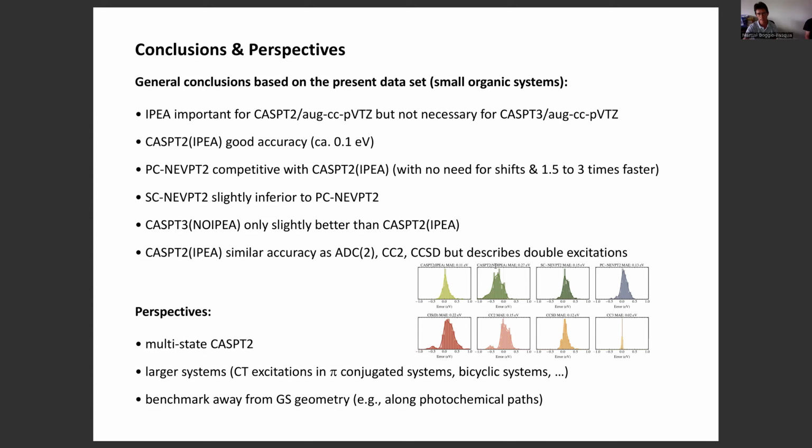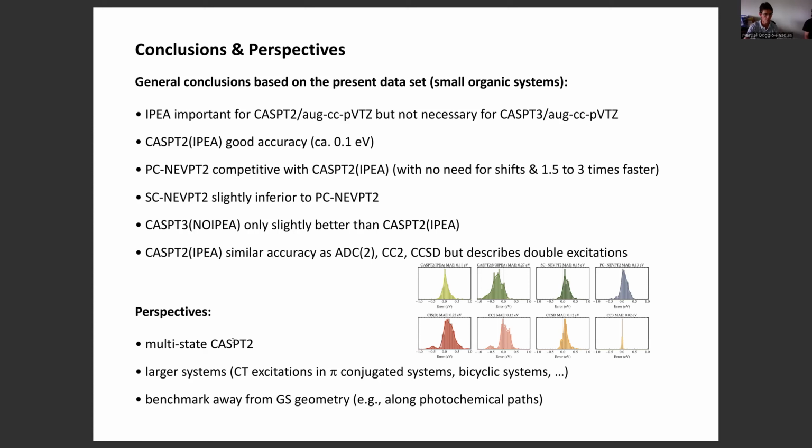And I didn't discuss that, but I show here some comparison between the error distribution of this CASPT2 and NEVPT2 with other single reference methods, and in fact, CASPT2 has a similar accuracy to CCSD, and is a bit better than ADC2 and CC2. But of course, the advantage here is that we also describe double excitations, which are not correctly described at these levels of theory.